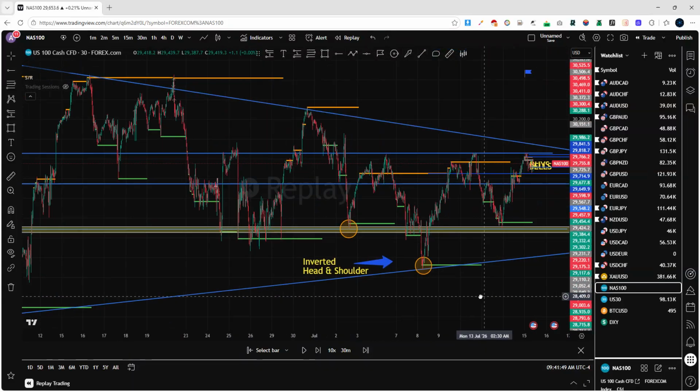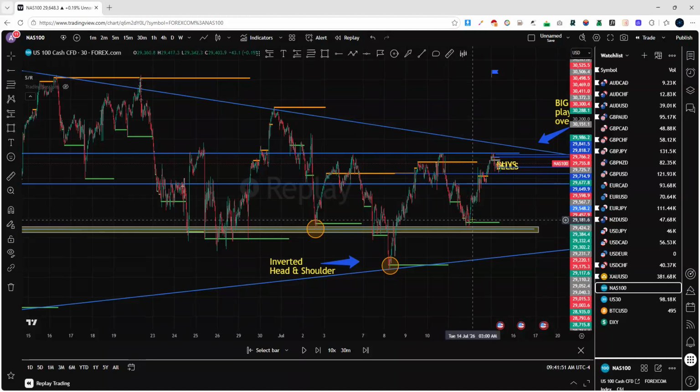Actually, long term, what I did see, I deleted the circle here, but you had an inverse head and shoulders pattern, and this was the neckline. Yesterday overnight, it played out to where it retested the neckline and did a quick pop up. So my overall bias is buys.